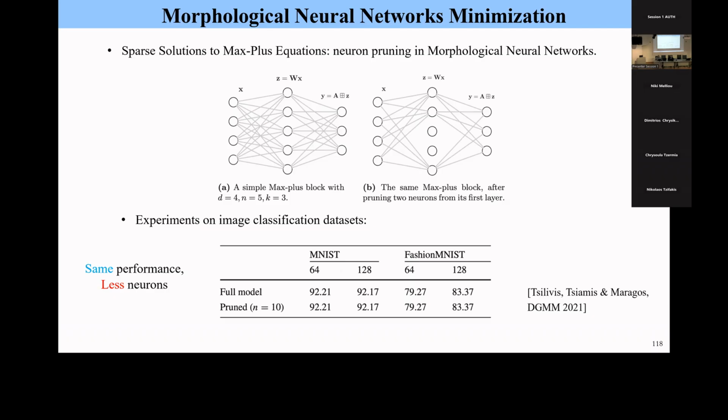So the goal there is to compress the network, and this compression here was done with exactly zero loss of accuracy, while going from 64 or 128 neurons to only 10 neurons. And this was done by essentially trying to solve this system of max plus equations, finding a sparse solution.